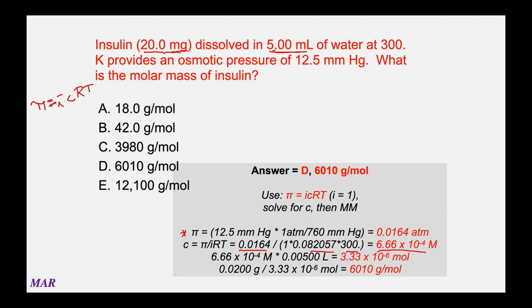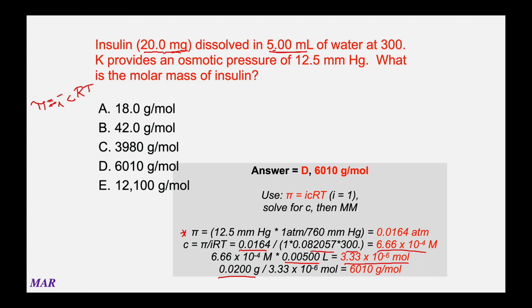We'll multiply that by the volume of the solution. So 5 divided by 1,000, 0.00500. We get this number, the moles of the solute insulin. 20 milligrams divided by 1,000 is 0.0200 grams. That divided by the moles, 6,010 grams per mole. Woohoo!